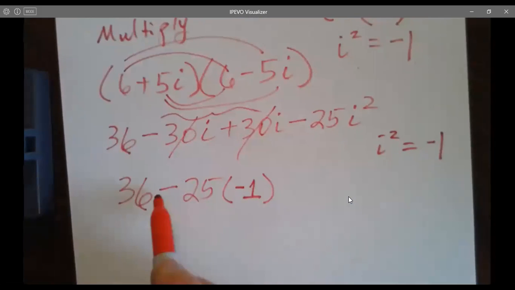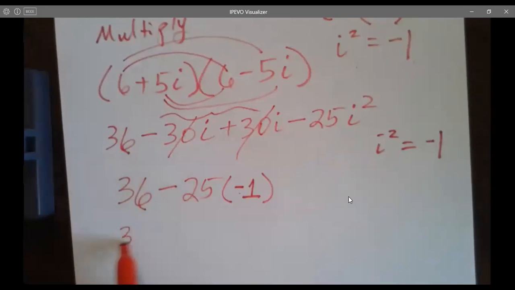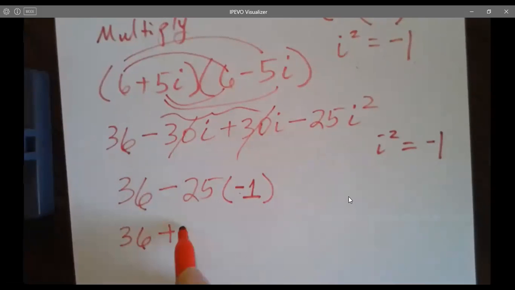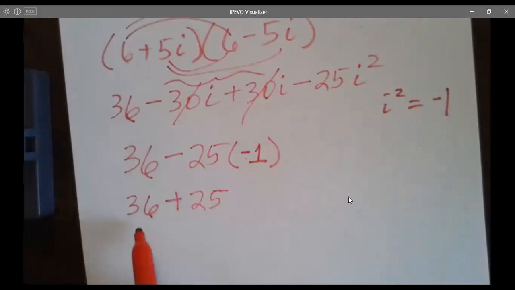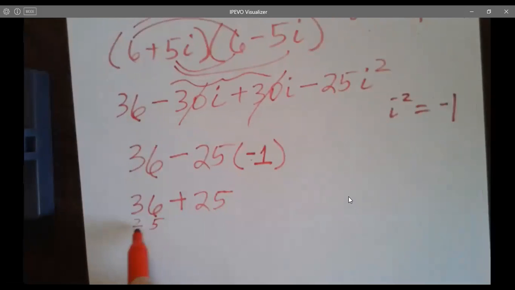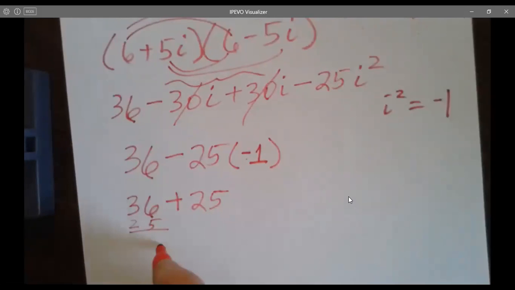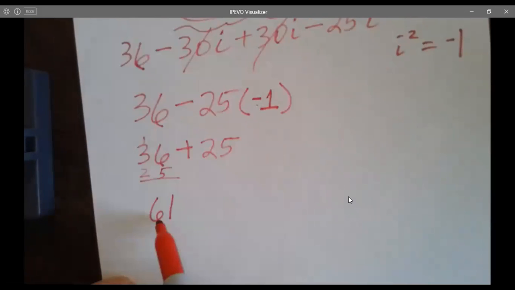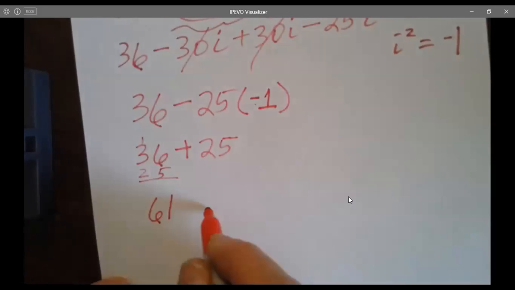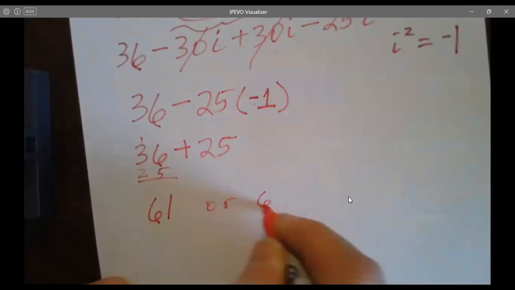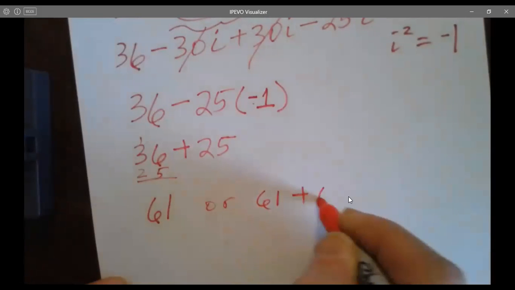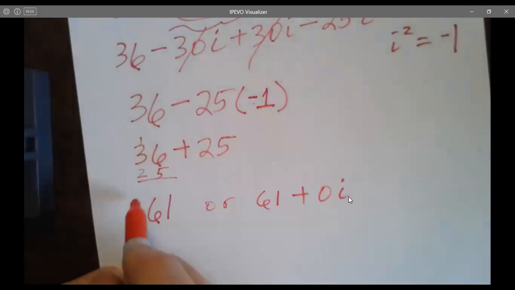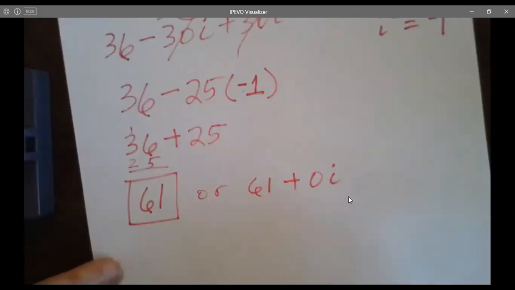So this will be negative 25 times negative 1, which is 36 plus 25. Well, 36 plus 25, right? I like to put one under the other. And 6 and 5, that's 11. And that'll be 61. So there's only a real part, right? So you could either say 61 or you could say 61 plus 0i. But most of the time you'll just see it as just 61. But it really can be written either way.